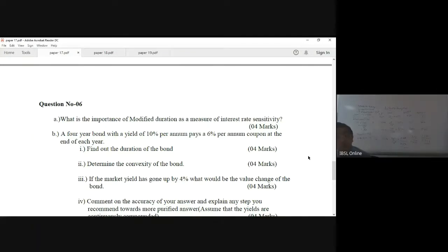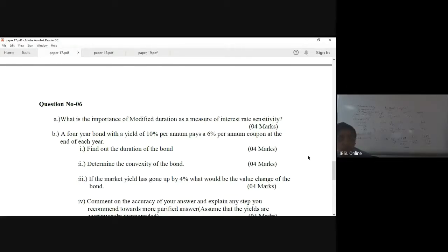Now, I told you once that if it doesn't mention otherwise, you need to take it as semi-annual payment. But if they say that it is annual coupon, per annum coupon at the end of each year, that means it is annual. So therefore, you need to take it as annual. I think you might not get misled by the things. By reading the question well, you will be in a position to get the correct idea.